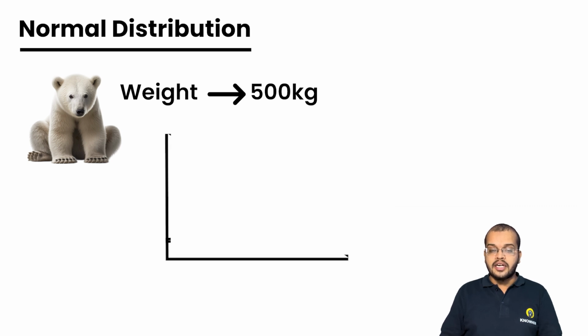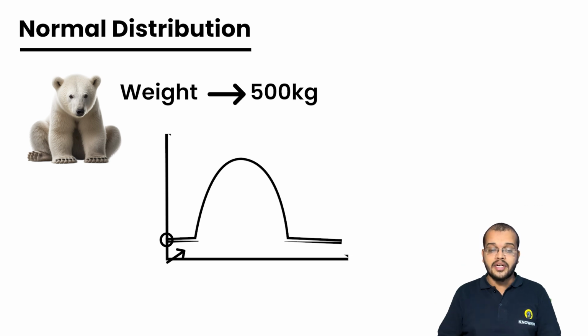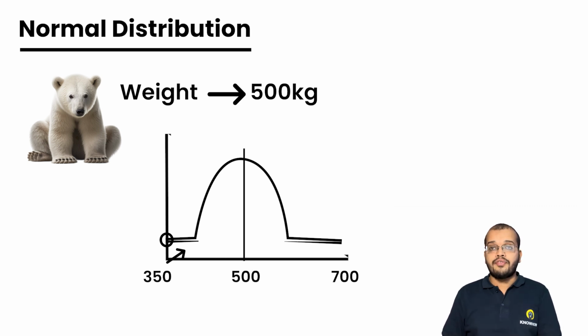The graph is that the distribution starts from this point, but it will not start from here. It will not start from the center point, 0. It's starting a little bit above. So if we consider here a minimum of 350 and a maximum of 700, the weight of the adult polar bear that we know is some 500 kgs. So this is the outline for us. Okay, so this is a normal distribution.